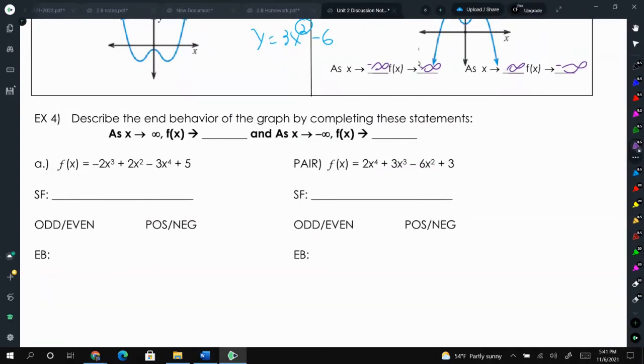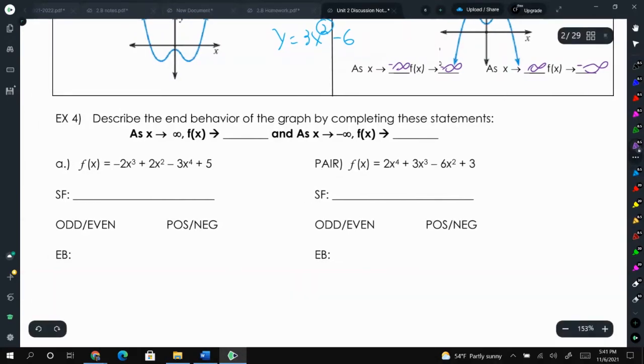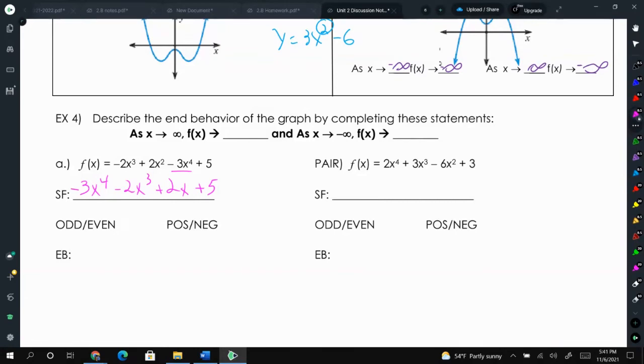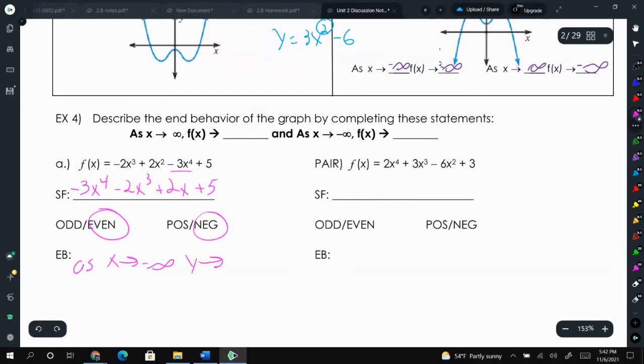Let's look at this example down here. Describe the end behavior of the graph by completing these statements. So we're going to look at part A in this pair, and we're going to do the end behavior, write in standard form, and all that fun stuff. So standard form means the biggest exponent goes first, and then we go in decreasing order. We have an even degree and a negative leading coefficient. So that means as x approaches negative infinity, y approaches negative infinity, and as x approaches positive infinity, y also approaches negative infinity.